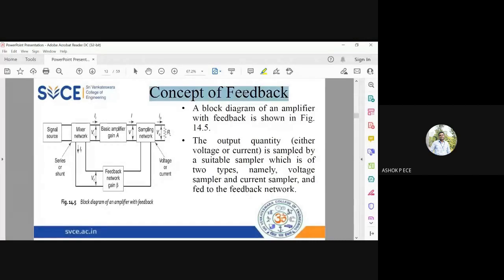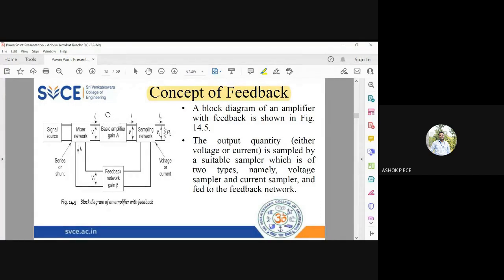We are going to go deep into feedback. What is feedback? We are going to study the block diagram of an amplifier with feedback. What are the characteristics of an amplifier with feedback? That and all we'll be studying in today's class. So this diagram, what you see, will summarize the block diagram of an amplifier with feedback.